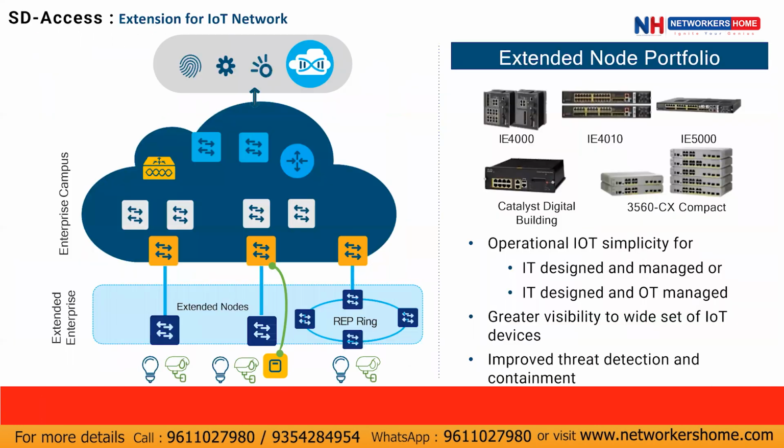For IoT networks, Cisco has a separate product line, the industrial Ethernet, which is the IE series. In the earlier session, we saw that there are extended nodes used for connectivity with the IoT devices. The cameras, the smart lighting, or even the access points can be connected. There are specific extended nodes which connect to the edge nodes and then connect the smart IoT devices.